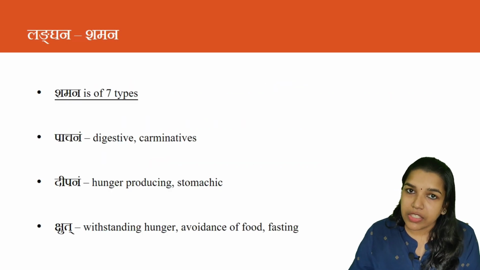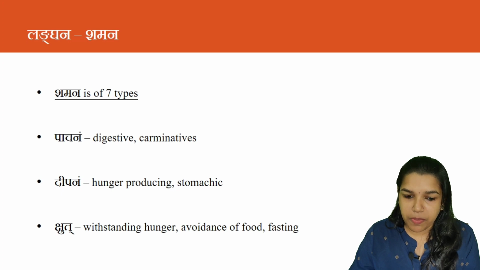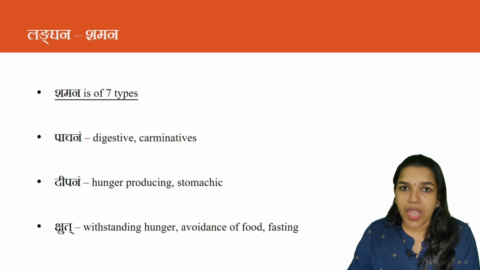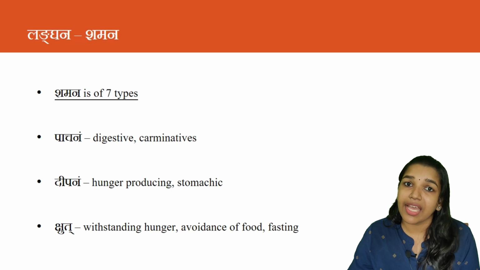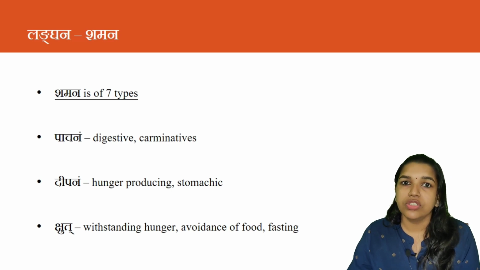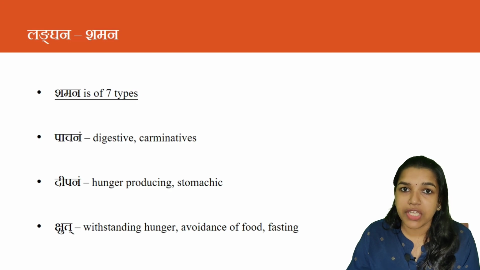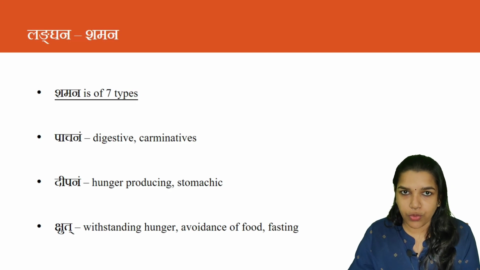And this shamana is of 7 types. The first is pachana, that is digestives or carminatives. Pachana means that which helps in the digestion of the aharas. Whatever aharas we are consuming has to get digested. So these pachana dravyas will be helping in the proper digestion of the aharas whatever we have consumed. So increasing the digestive capability is that of pachana.